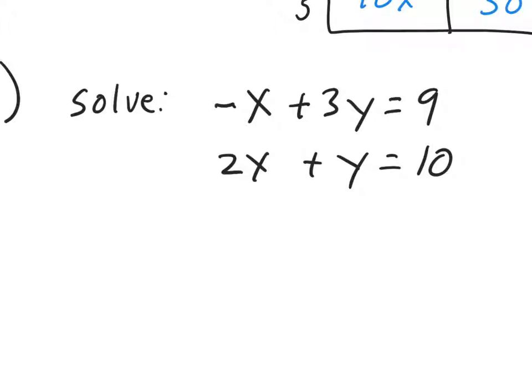Okay, number 4 is asking to solve this system. We have negative x plus 3y equals 9, and then 2x plus y is equal to 10. I'm going to solve by elimination.